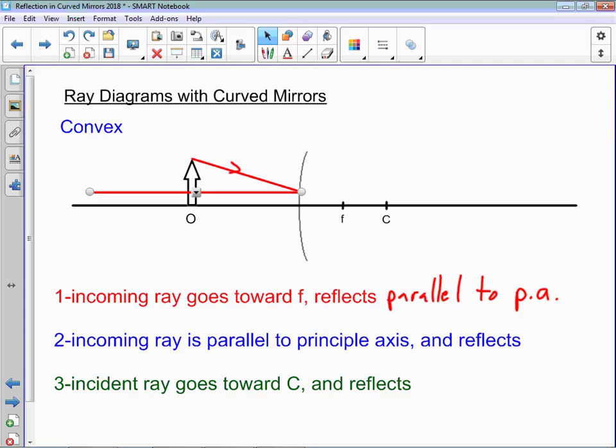Okay. So light ray comes in and reflects. The second light ray, the incoming ray, is parallel to the principal axis, so let's draw that one as a blue light ray.